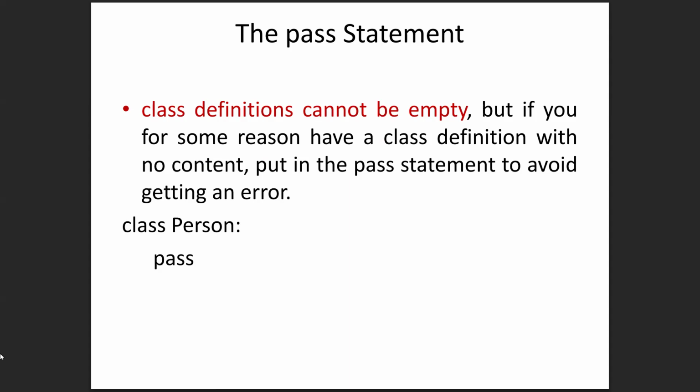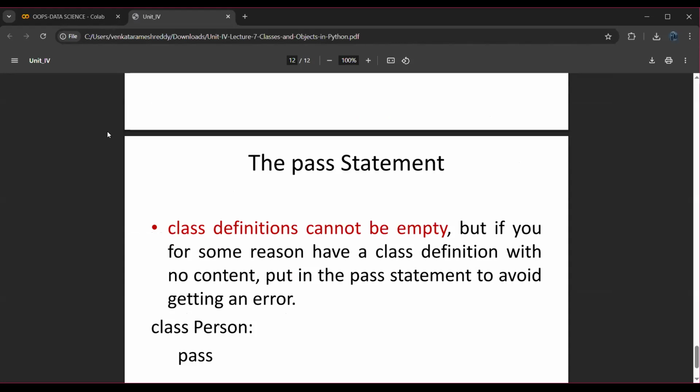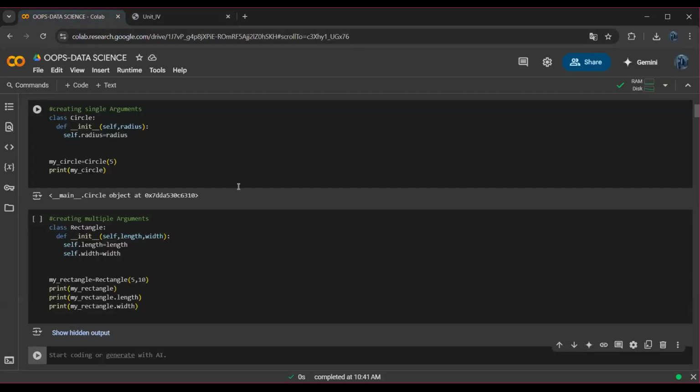So you see class and class name, and after that I am giving this pass statement. Whenever you give this, it will not give any error. That is what it is saying. So we'll see some examples right now, using classes, objects, and init methods. That is the theory part. Now we will see the practical part.